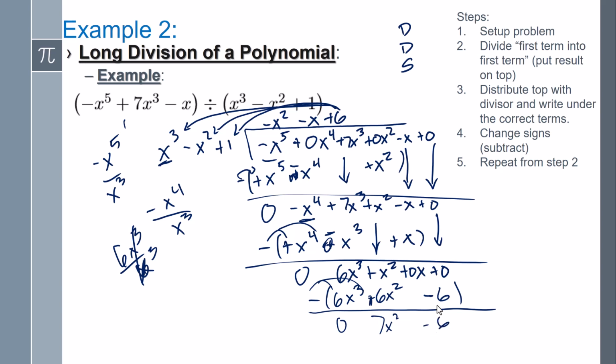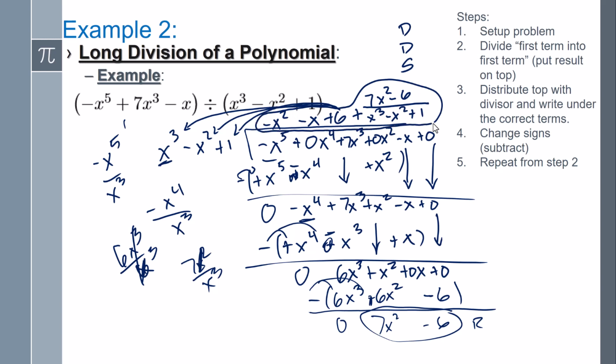Now it doesn't divide anymore, right? If I were to divide those, 7x squared over x cubed, I have an x in the bottom. Okay, it doesn't divide evenly anymore. So this is my remainder. So we're going to say plus my remainder over what I divided by. Now I know that this right here is not a factor of my polynomial because it didn't divide evenly, right? So I want my remainder to be 0 if I want it to be a factor. So just something to think about.